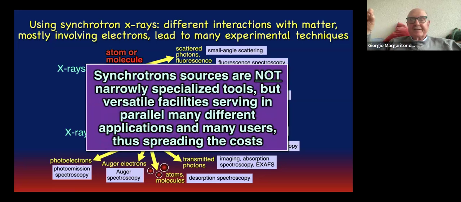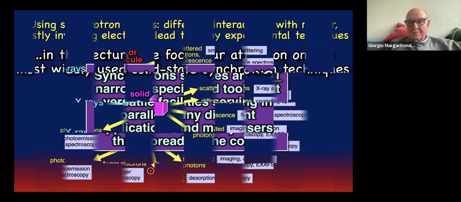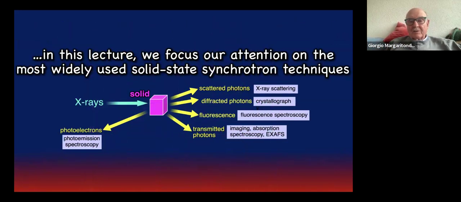They're not accelerators in the sense of elementary particle physics, in which an accelerator is developed for one single experiment. They are facilities that are used for many different experiments, different between them in parallel, and this, of course, has the result of spreading the cost. Now, today, I don't have the time to go into too many of these, and so I will concentrate on a subset, that is the subset of the techniques that are mostly used for solid-state experiments.